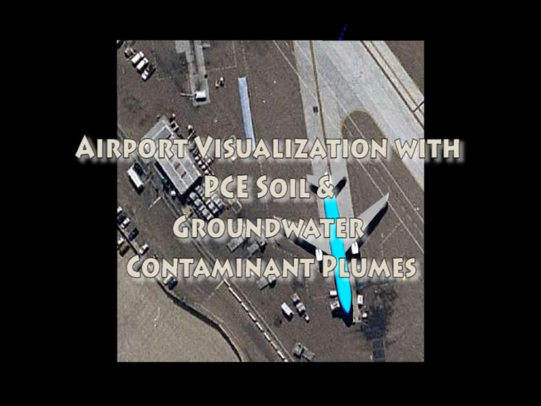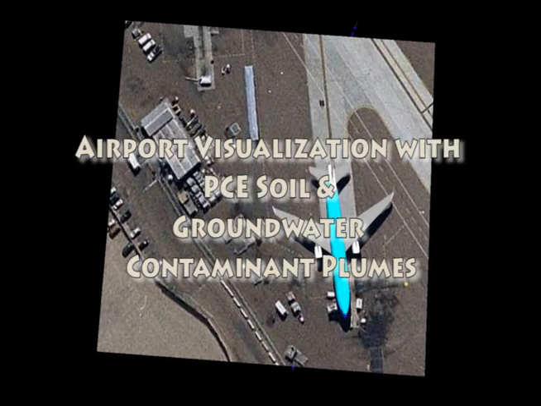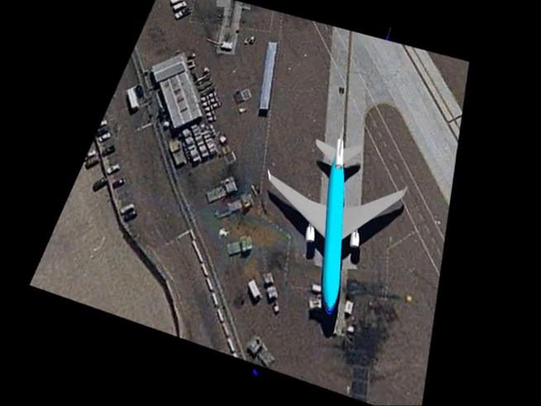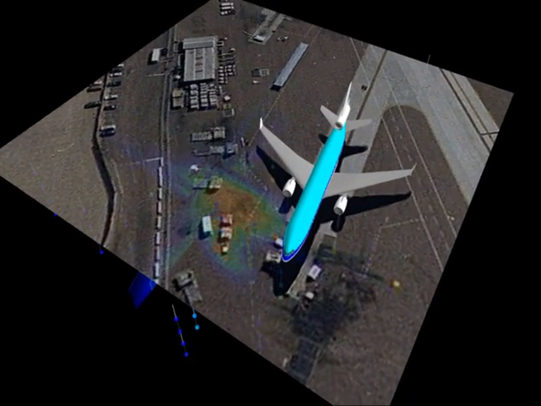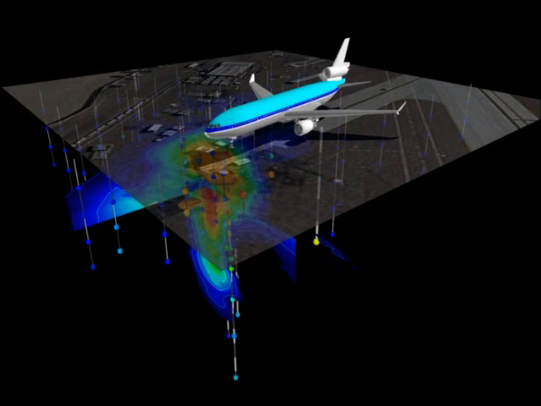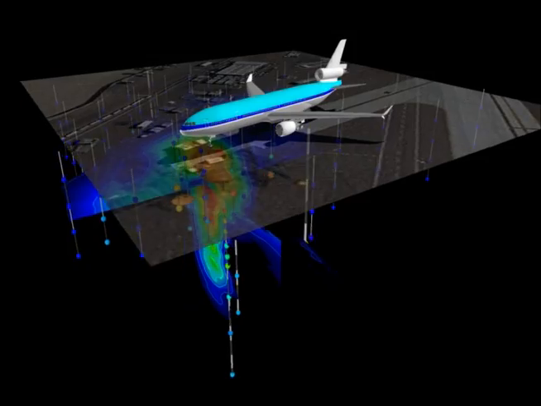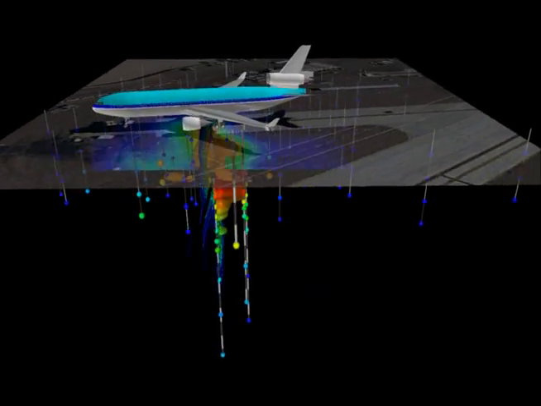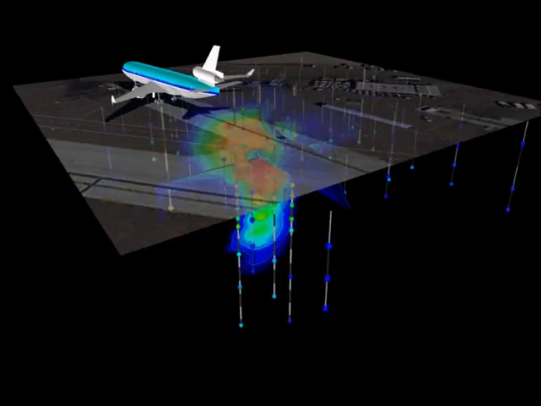Eric Rogoff of LFR Levine Fricke developed this visualization, which shows slices through a solvent plume from a leaking sump at an airport. The upper region illustrates PCE soil vapor concentrations, and the lower region slice shows PCE groundwater concentrations.